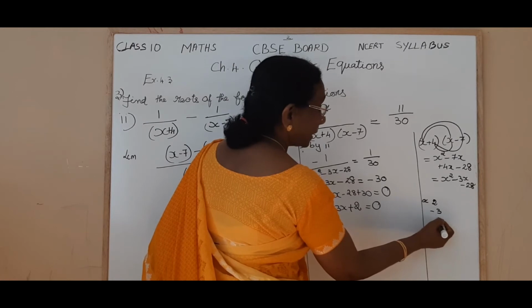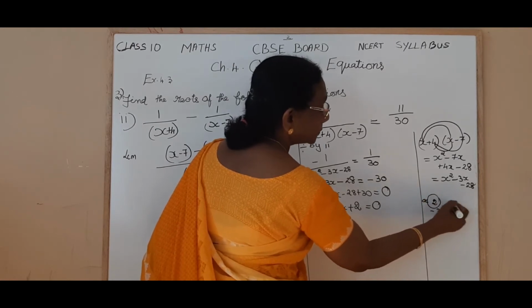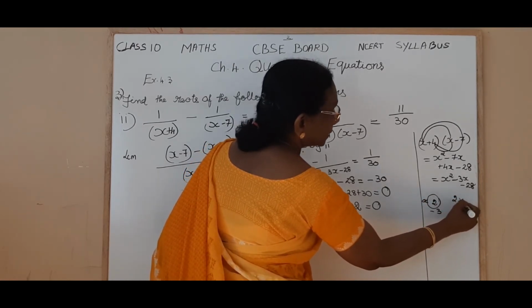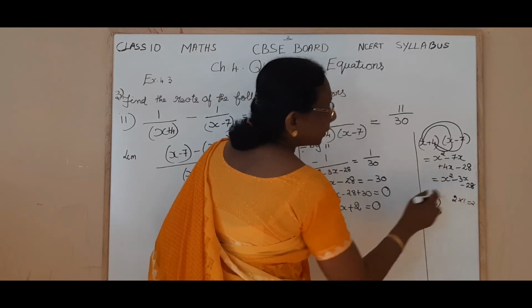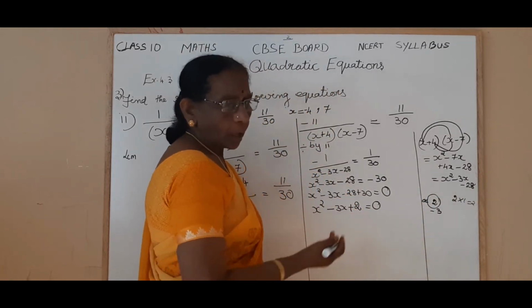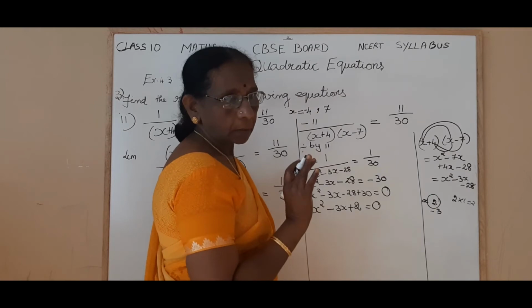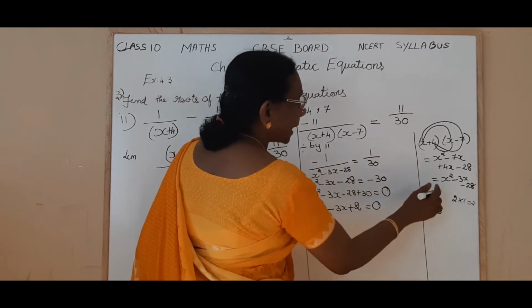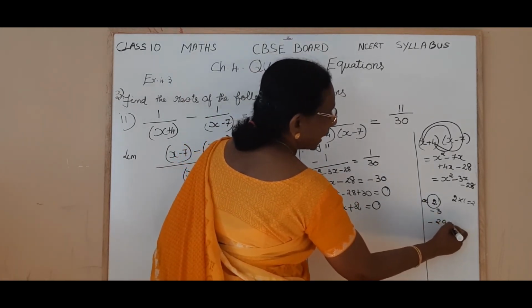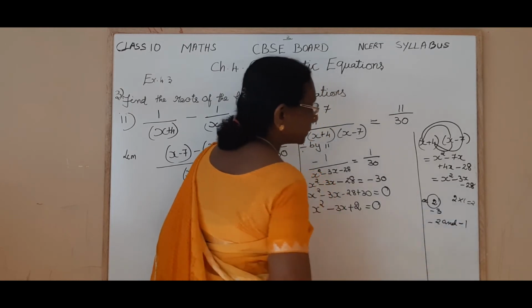You write the factors of these two. What? 2 ones are 2. When you add, you are getting 2 plus 1, 3. And what will be the signs? Minus 2 and minus 1.